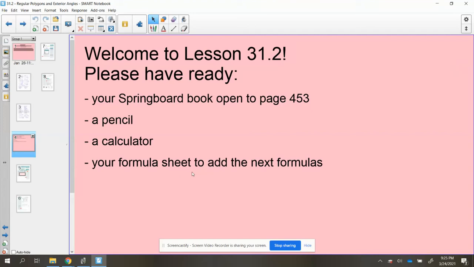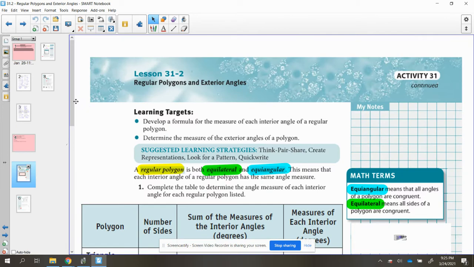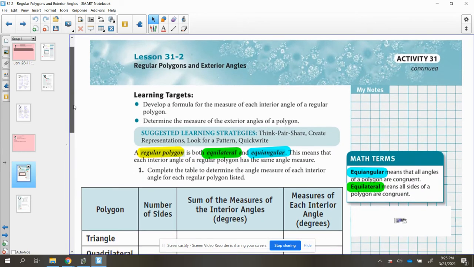Everyone, and welcome to lesson 31.2. Today's lesson starts on page 453 in your Springboard textbooks. You're going to need a pencil, a calculator, and that formula sheet where you started writing down our first formula from the other day. Now, speaking of the other day, we started talking about regular polygons.